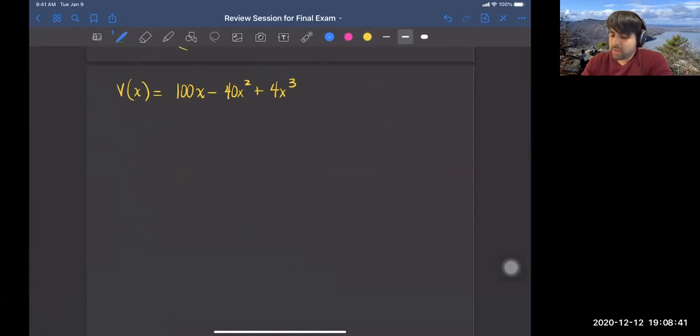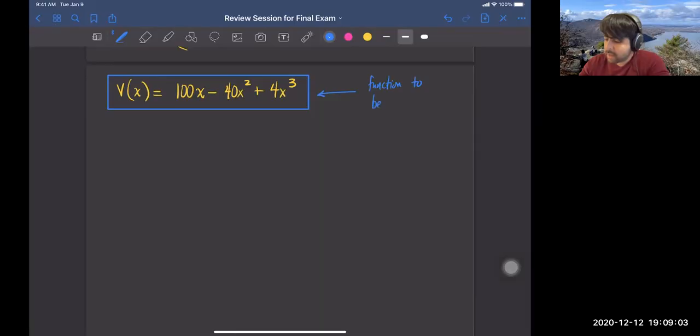So what did I just find? And this is the hardest part, guys. This is the difficult portion of this optimization problem. This is the function to what we're trying to do. We're trying to maximize, right? We want the function to be maximized. So I'm trying to maximize this.